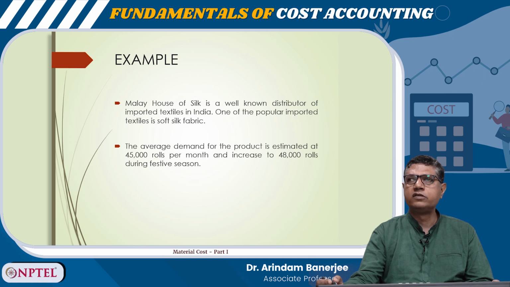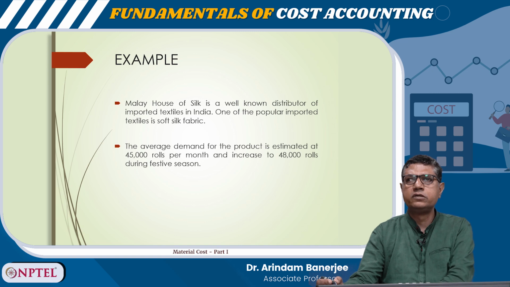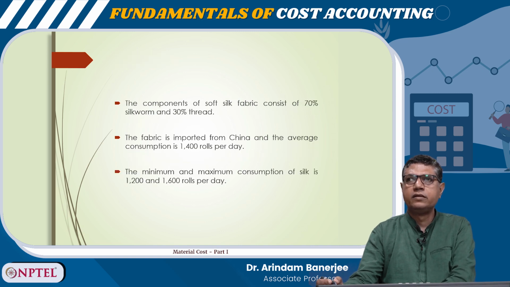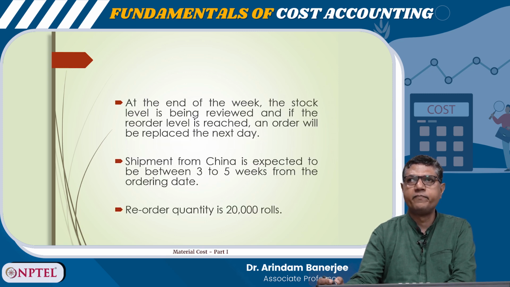The average demand for the product is estimated at 45,000 rolls per month and increased to 48,000 rolls during the festive season. The components of all soft silk fabrics consist of 70% silkworm and 30% thread. The fabric is imported from China and the average consumption is 1400 rolls per day. The minimum and maximum consumption of silk is 1200 and 1600 rolls per day.